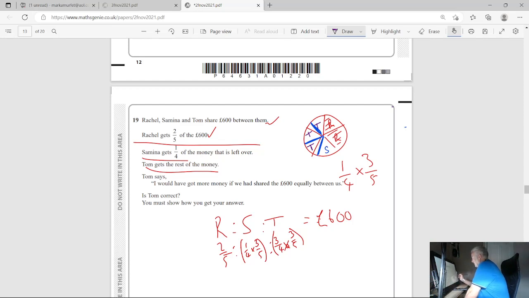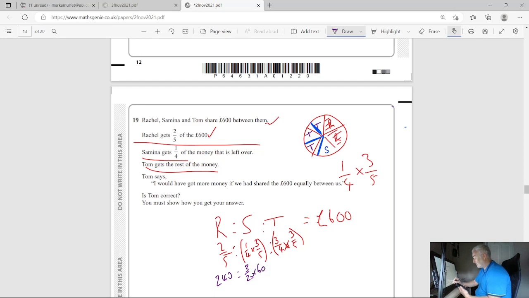So let's work out the questions that's on the screen. We've got 2/5 of 600. So the sum that I'm going to do is 2/5 times 600, which gives me 240. So Rachel gets £240. Then 1/4 times 3/5 equals 3/20.